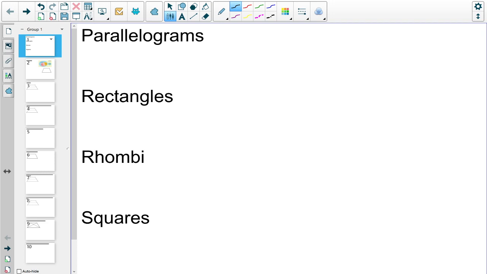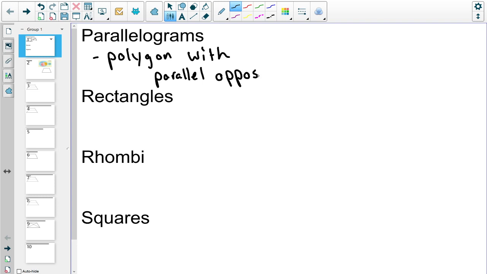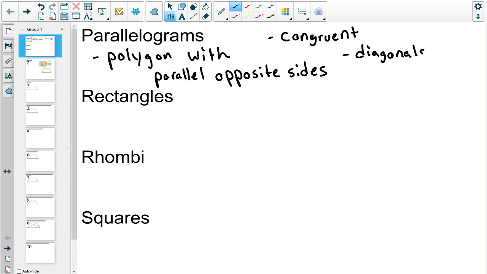So we have parallelograms. Now the base definition of a parallelogram is a polygon with parallel opposite sides. So the opposite sides, the sides across from each other, are parallel. We also know that those sides are also congruent. We know that the diagonals bisect one another. I'm just going to write diagonals bisect.